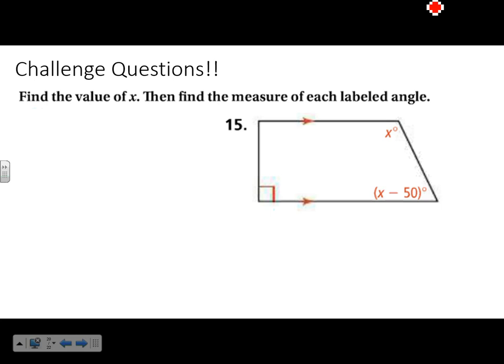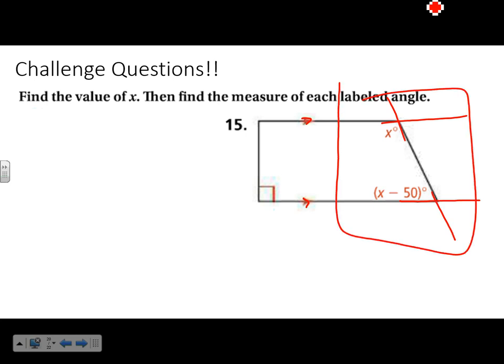Instead of having parallel lines, now we have this quadrilateral. But realize they're saying these lines are parallel. So if you were to extend these, you end up getting the exact same thing. If you just look at this, that's what we've been doing. So those are same side interior.